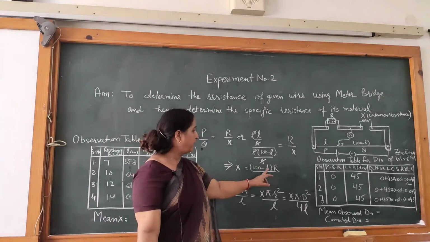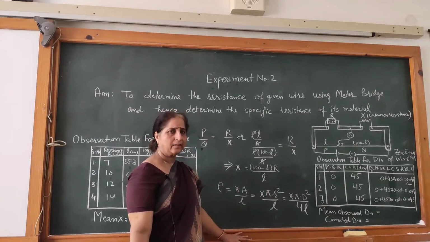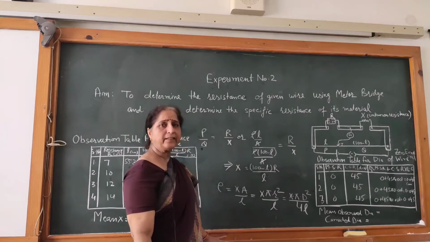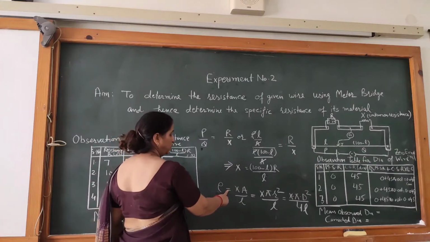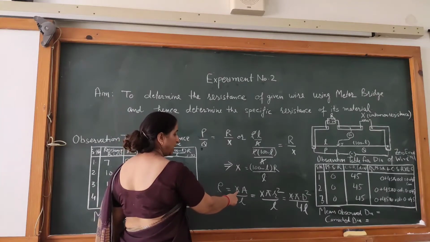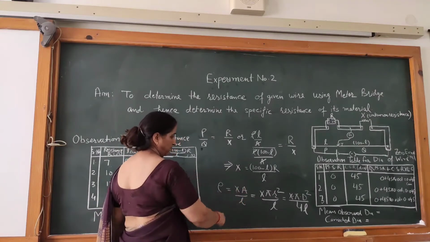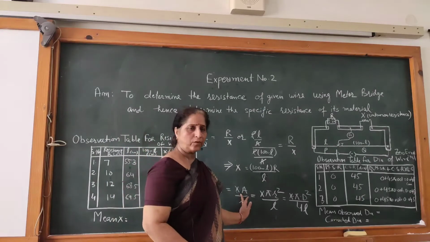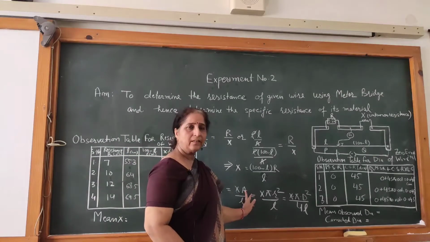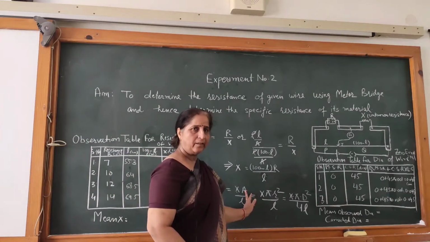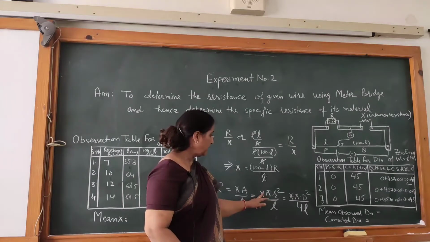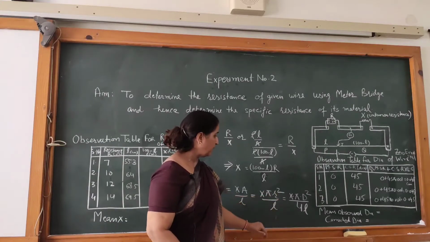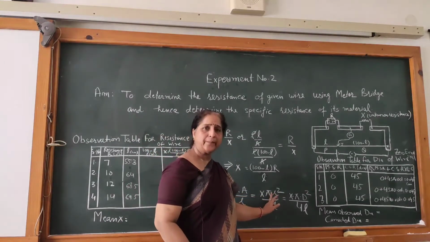Once you find out the value of X, then specific resistance can be found using the formula rho is equal to R into A by L. In place of R I have taken X. A means area of cross section of the wire. Since the area of cross section is circular, pi r square, that's why here I have written X into pi r square by L, and r can be written as D by 2.